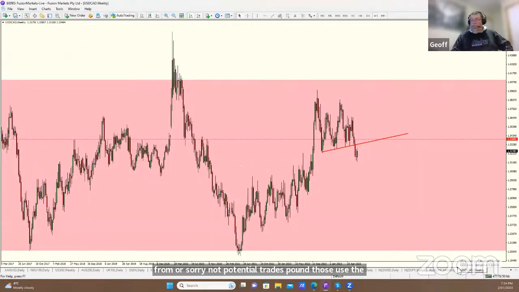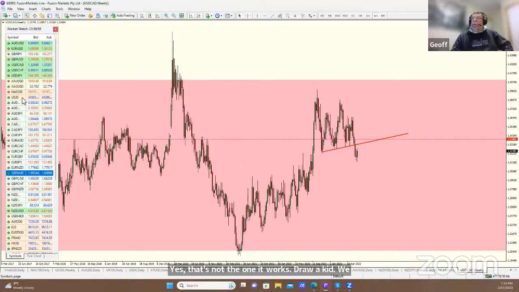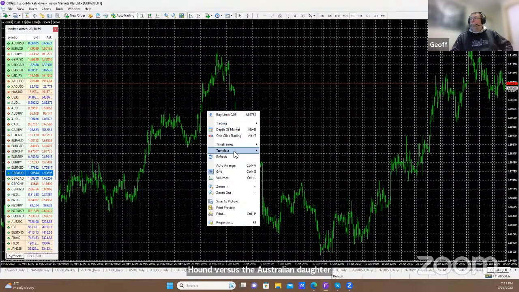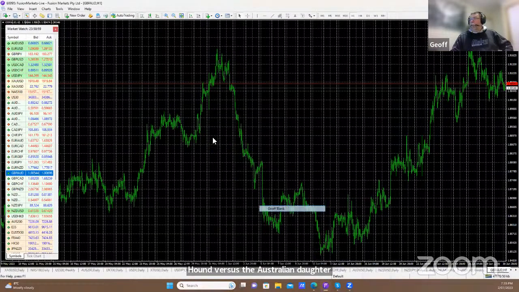That's not the one I want. Dollar CAD, we mentioned that one. I haven't got a Pound Aussie chart. All right, let's make one. Pound versus the Australian dollar. Let's go with blank.